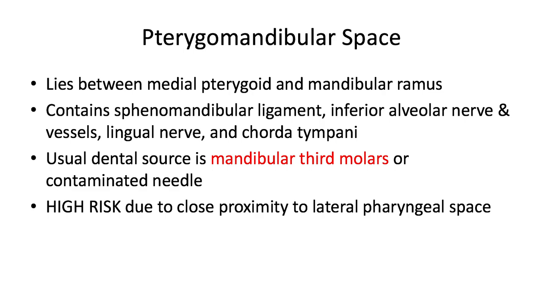The usual dental source is an infected mandibular third molar. This could be from a cavity, from pericoronitis, or from a contaminated needle involved in an IAN block that contaminates this space. This is a high-risk infection due to the close proximity to the lateral pharyngeal space. This is one of those deep neck spaces that gets more and more dangerous as we go back.